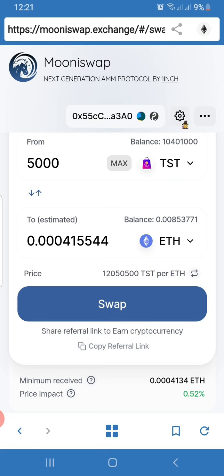Also, if you are interested in becoming a liquidity provider in Uniswap or in Mooniswap, all you have to do is contact me and I will guide you.